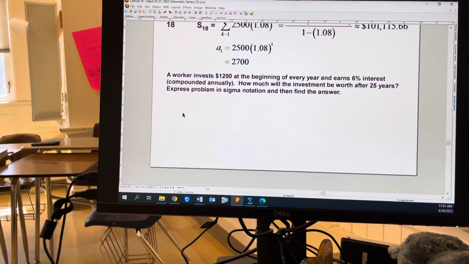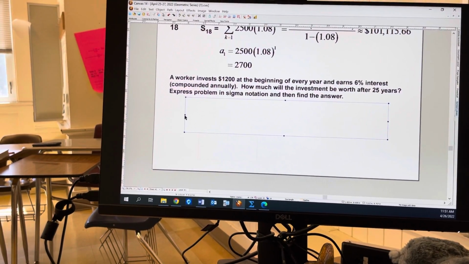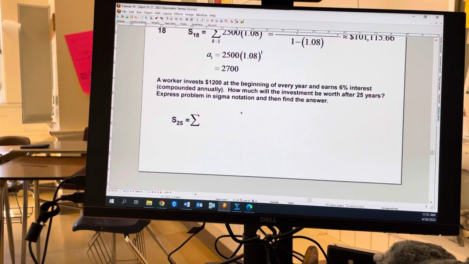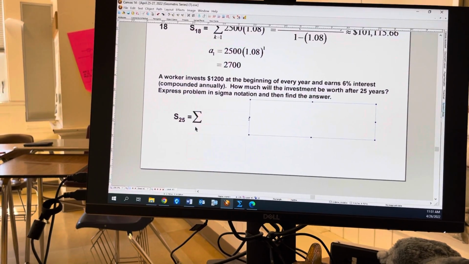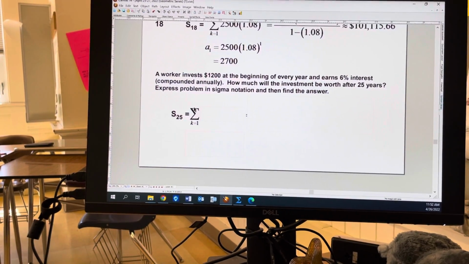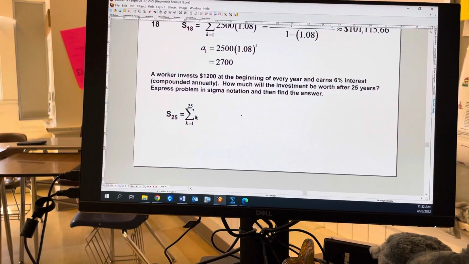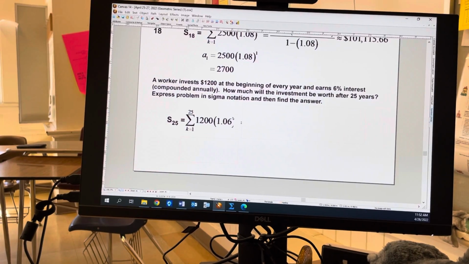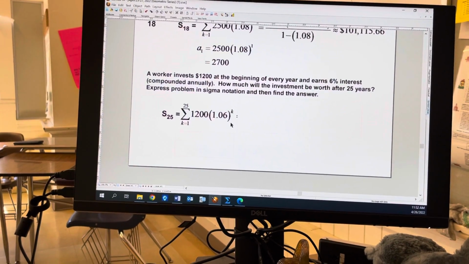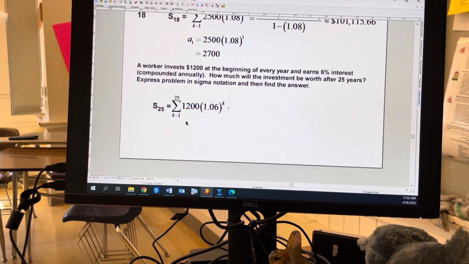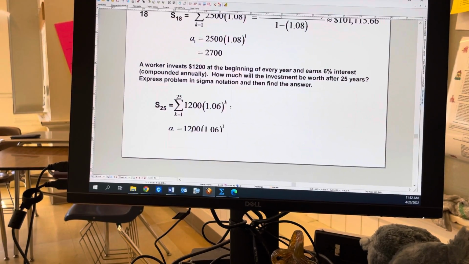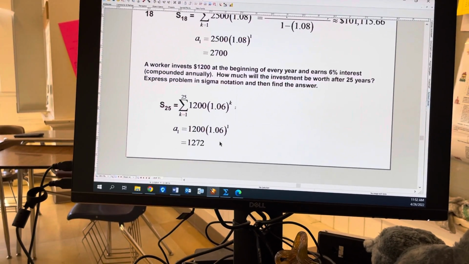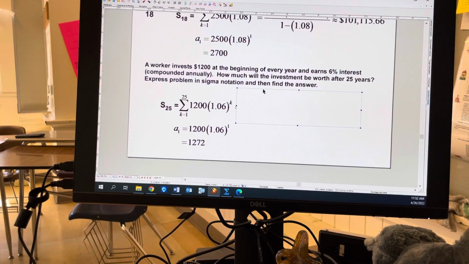So guys, this is the exact same problem that we did before, but with different numbers. So we're finding S25. Let's write our formula for S25. That means K is going to go from 1 to 25, and we're putting $1,200 in, and it's growing at 6%. Here, again, we've got to get A1 by plugging in K equals 1. So A1 is 1,200 times 1.06, which equals 1272.